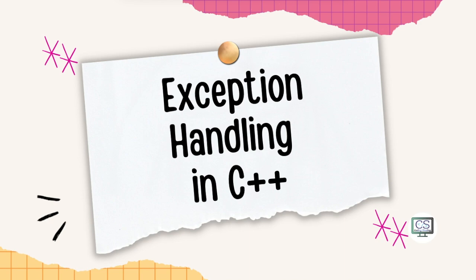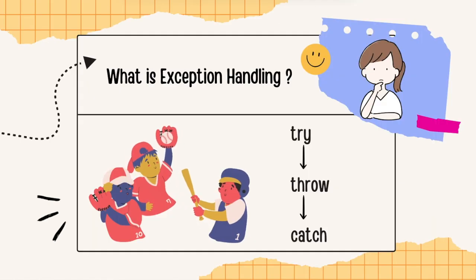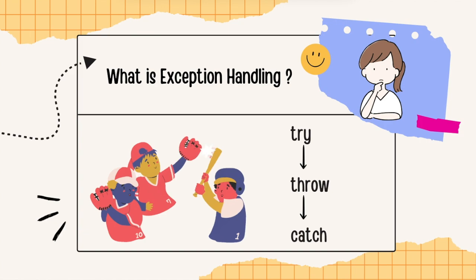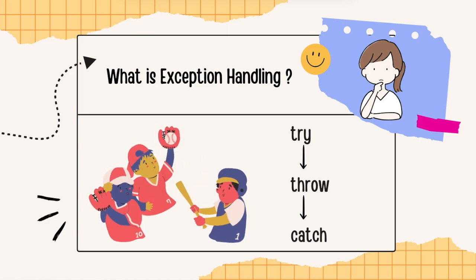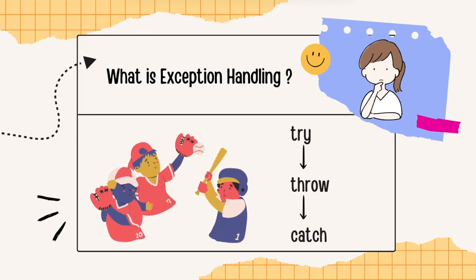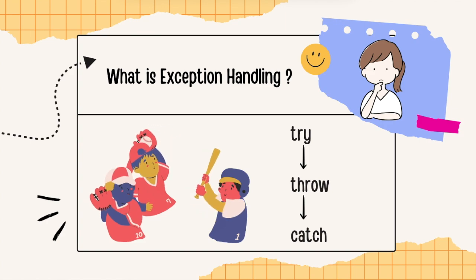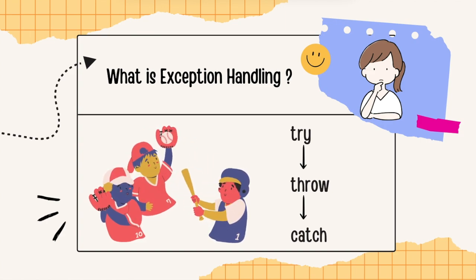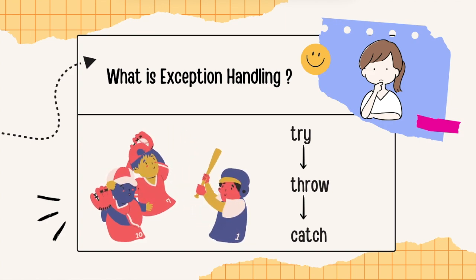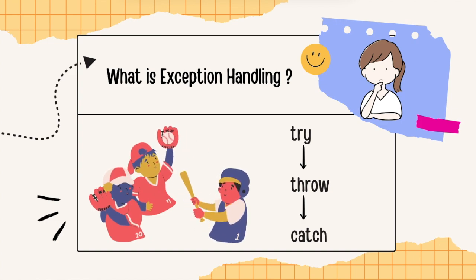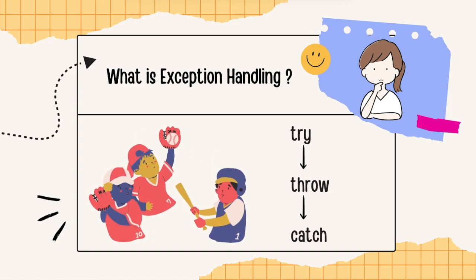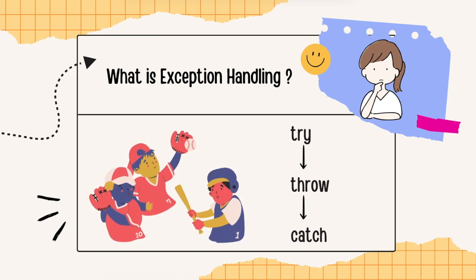Today, we'll explore exception handling in C++, a way to make our programs robust and error-proof. An exception is an event that occurs during program execution. Usually, errors like division by zero, invalid input, or file errors. Exception handling allows us to catch these errors and handle them gracefully instead of crashing the program.